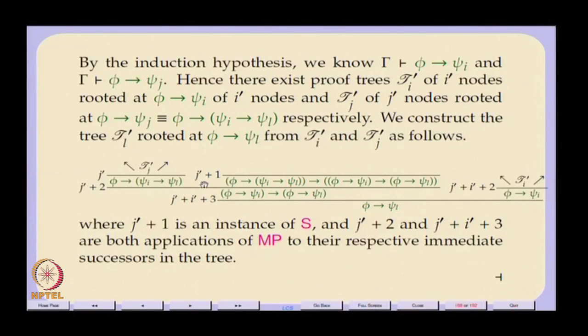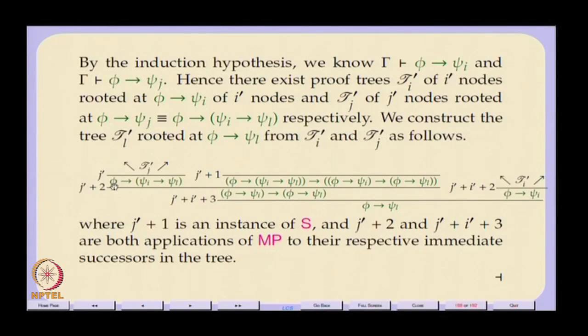Now, I am going to take my j prime plus 1th step to be a leaf node which is an instance of the axiom schema S. So, look at this j prime plus 1, it is an instance of the axiom schema S, because phi arrow (psi i arrow psi L), this arrow distributes over this arrow. So, you get (phi arrow psi i) arrow (phi arrow psi L).